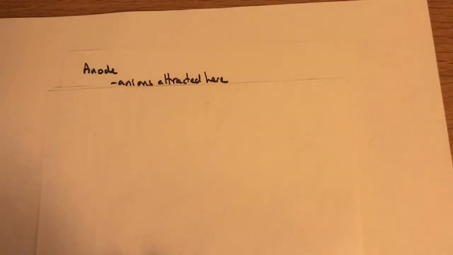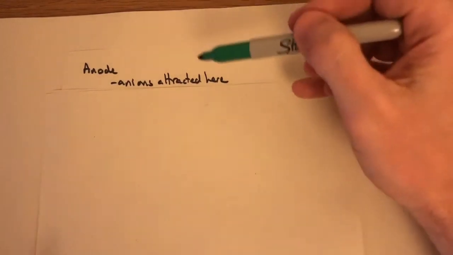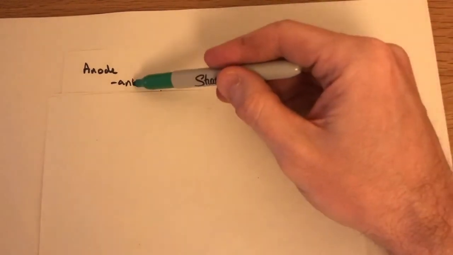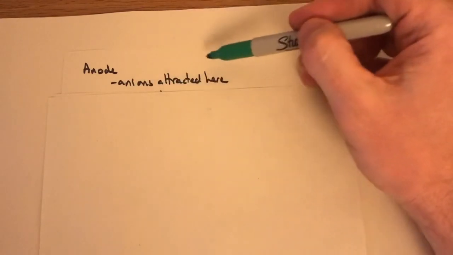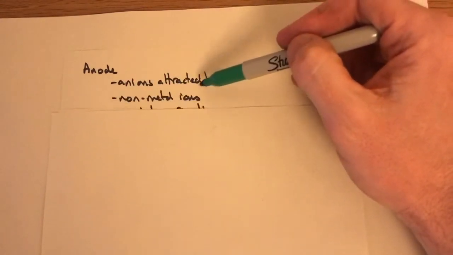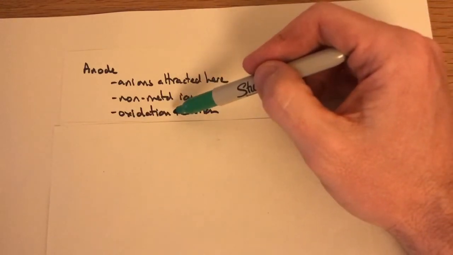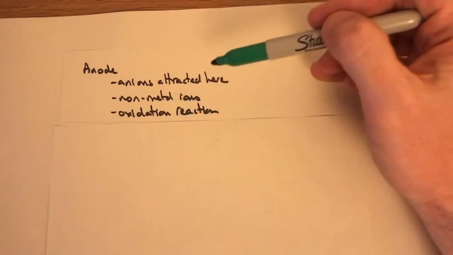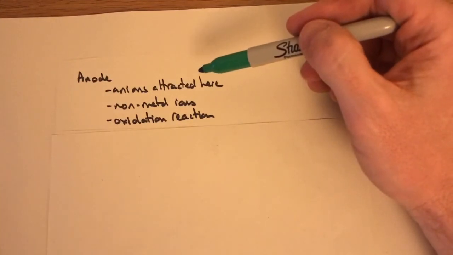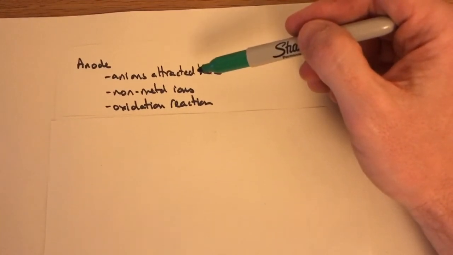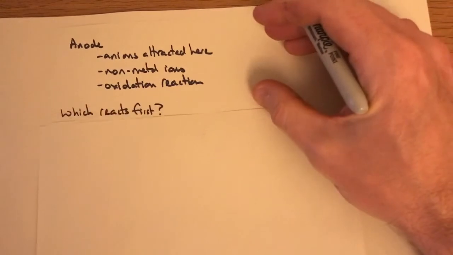Okay, so let's have a look at what happens at the anode during the electrolysis of aqueous solutions. What you can see here is the anode is where the anions are attracted to. Remember, anions are negative ions. They've got extra electrons, that's why they're negative. They tend to be non-metal ions, and we are going to have an oxidation reaction, therefore they're going to lose electrons when they get there. They're going to lose that negative charge.